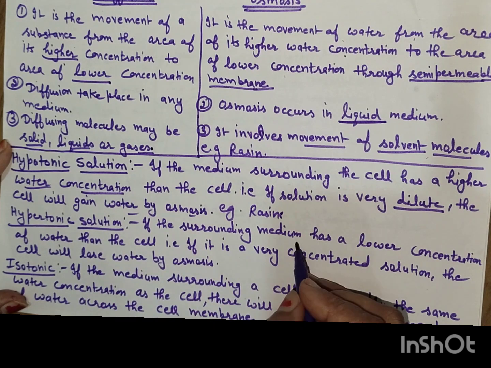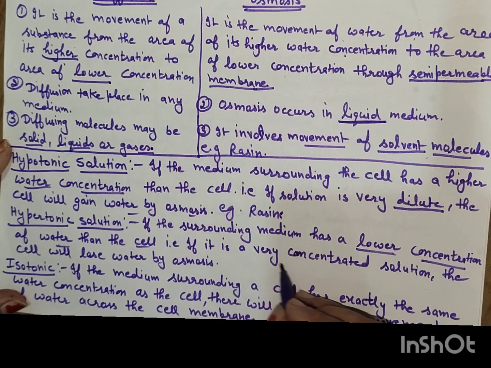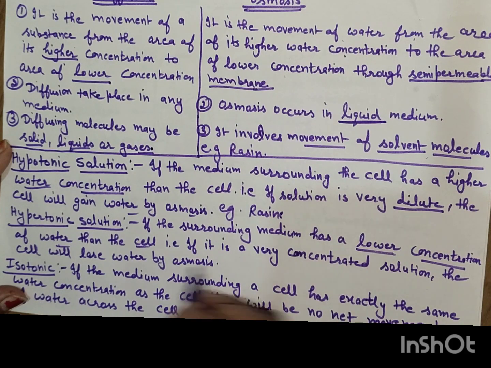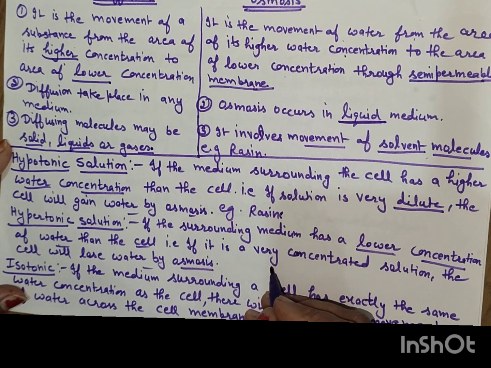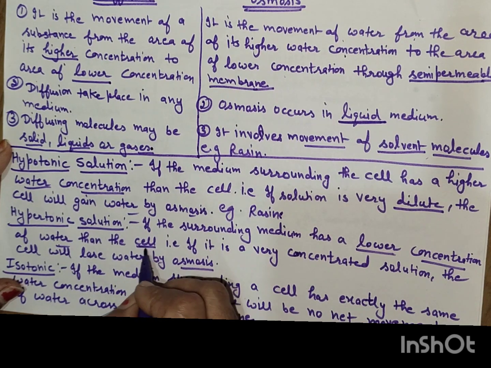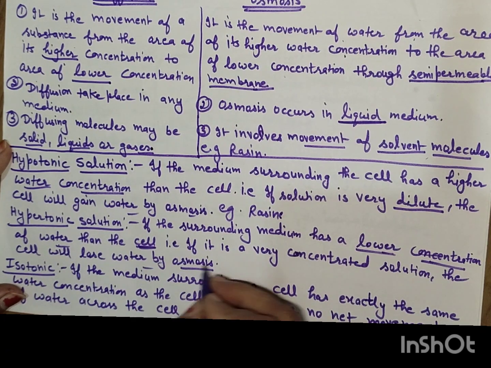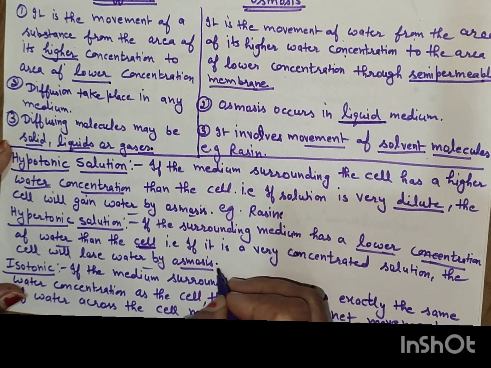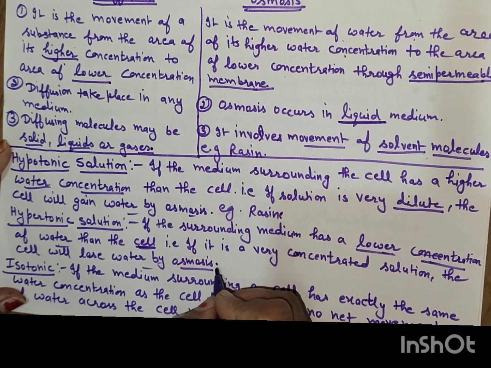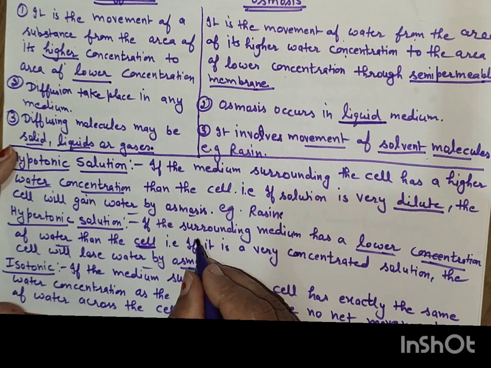Hypertonic solution. If the surrounding medium has a lower concentration of water than the cell, if it is a very concentrated solution, the cell will lose water by osmosis. Here the cell is highly concentrated and the outside medium is lower in water concentration. When you put your hand in water for 2-3 hours or more, your hand shows some wrinkles, and this is an example of a hypertonic solution.